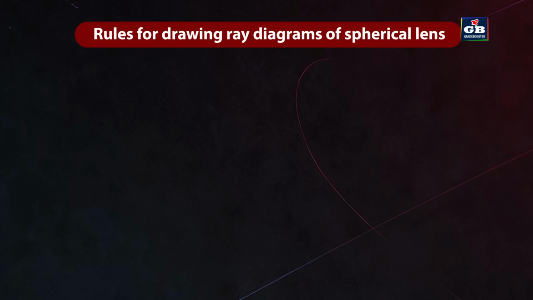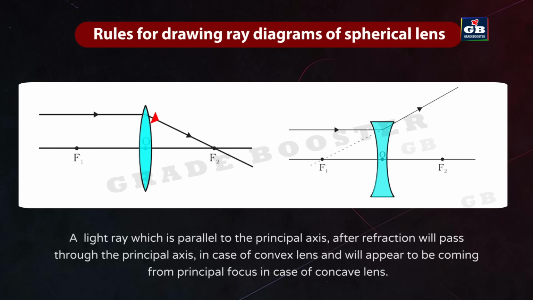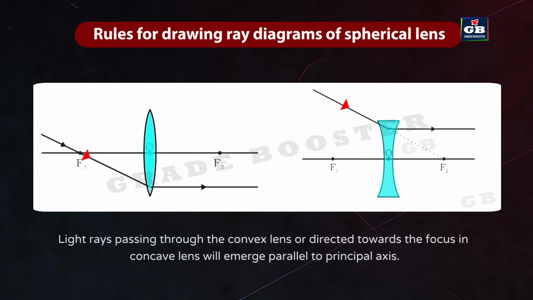Rules for the ray diagram of a spherical lens. A light ray which is parallel to the principal axis will, after refraction, pass through the principal focus in case of a convex lens, and will appear to be coming from the principal focus in case of a concave lens. Light rays passing through the focus in a convex lens, or directed towards the focus in a concave lens, will emerge parallel to the principal axis.